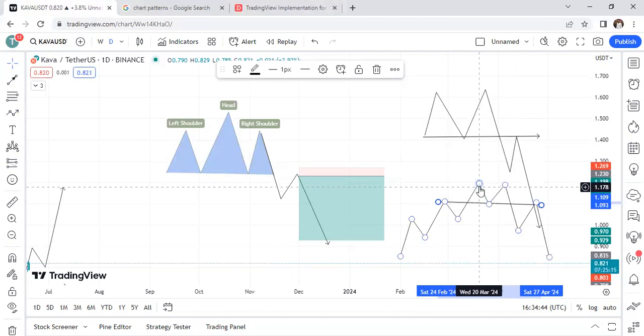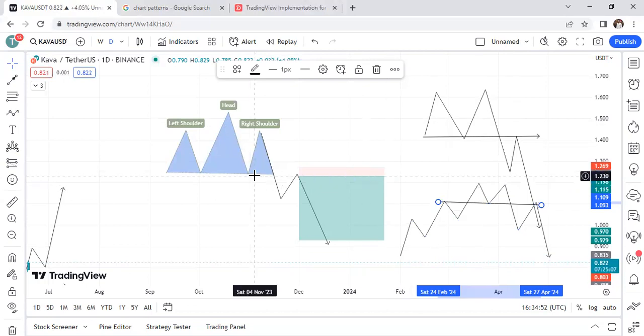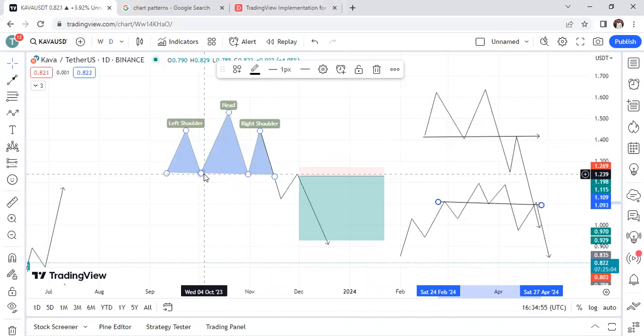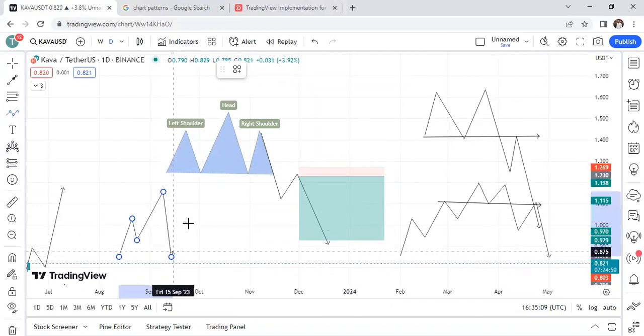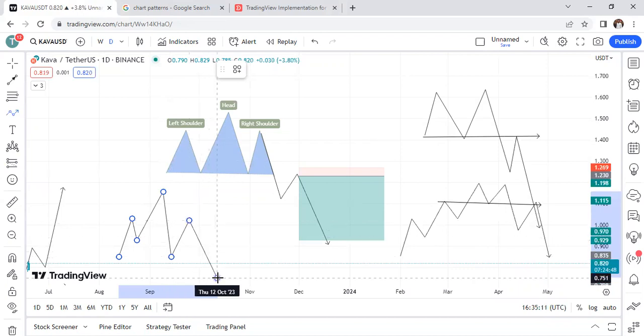The same thing applies to double bottom and inverted head and shoulder. Why? Because they are just the reverse version of it. And why this thing fails is because you cannot have a series of correction. If you watch my video on head and shoulder, I told you that head and shoulder is impulse, then correction, impulse. So shoulder consists of impulse and correction, and head consists of impulse, impulse.